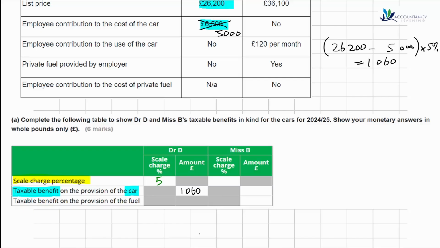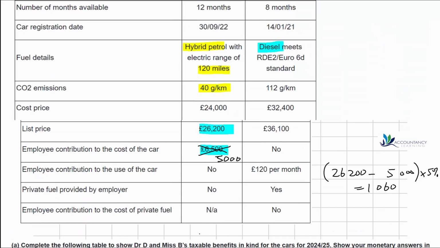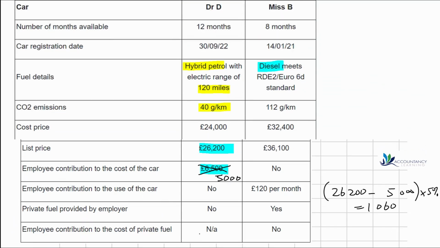Okay, so let's look at Miss B next. So we saw that Miss B has a diesel, but there's some additional information there. It tells us that it meets a particular standard, and so we'll look at that in a moment. And we can also see that we have a high level of carbon dioxide emissions, 112 grams. So let's go and have a look at the scale charge for this.